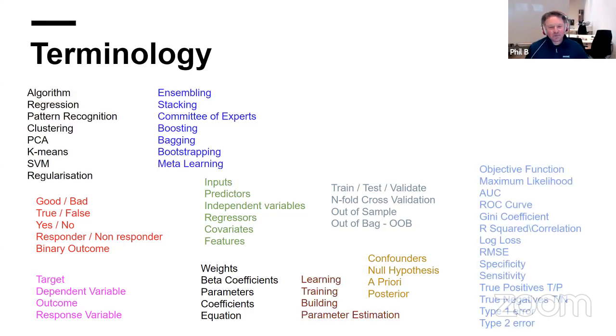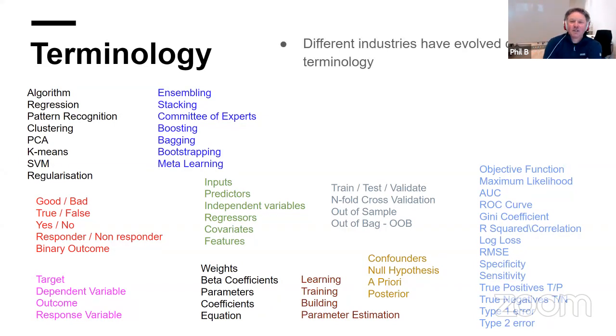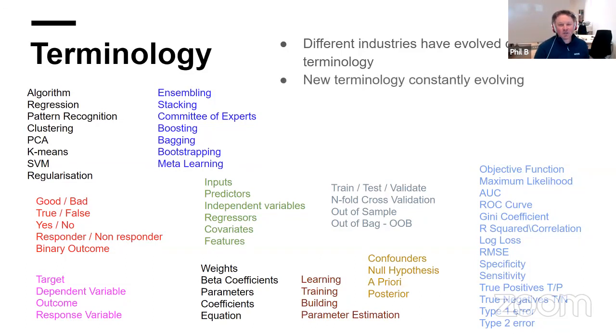What I'm saying is, if you're a student, or if you've been doing this a while, don't worry if you don't know what people are talking about, because what I find is different industries have evolved different terminology. If you're a statistician, you'll have your statistical way of saying something. If you're in marketing or in credit risk, different terms have just morphed out of the same thing. So new terminology is constantly evolving.